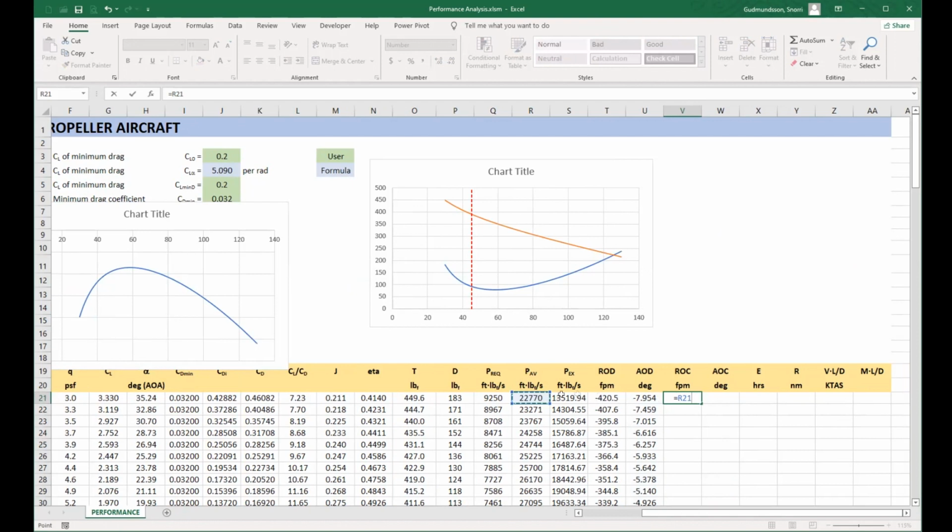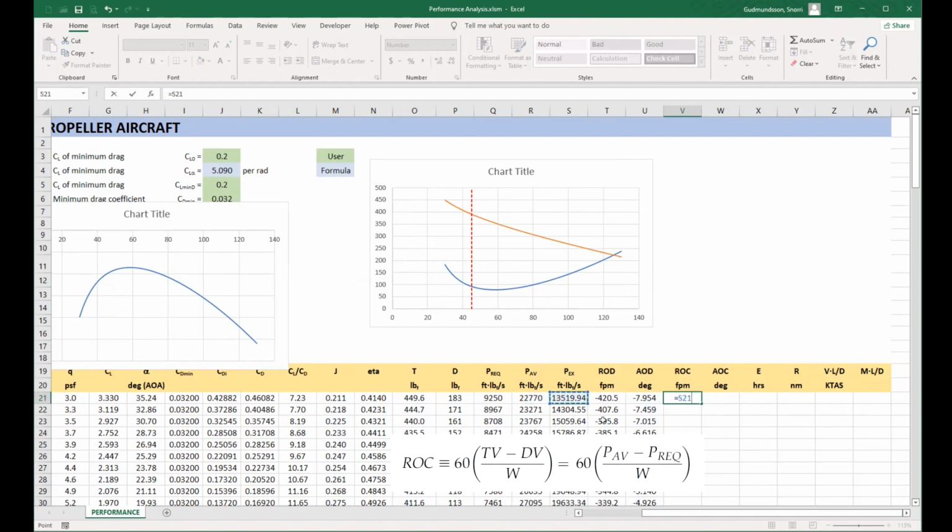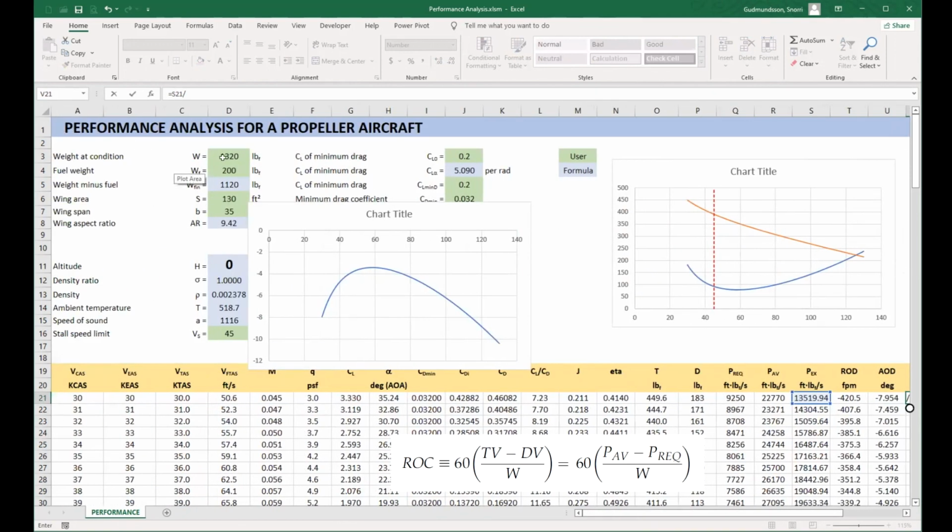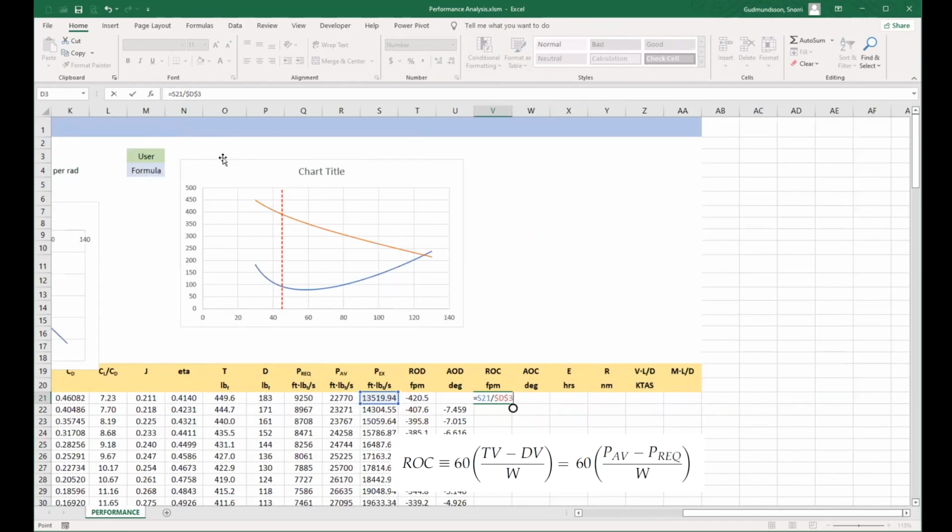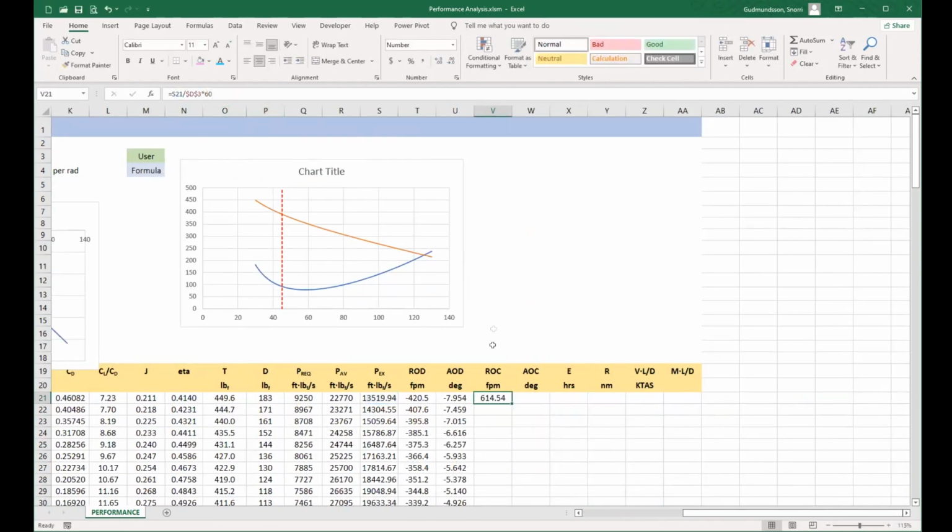The ROC stands for rate of climb. It is given by equation 18-17 or 19-18. It is the excess power divided by the weight of the airplane, multiplied by 60 to convert to feet per minute. The AOC stands for angle of climb. It is the climb angle. It is obtained in a similar manner as that of the angle of descent.